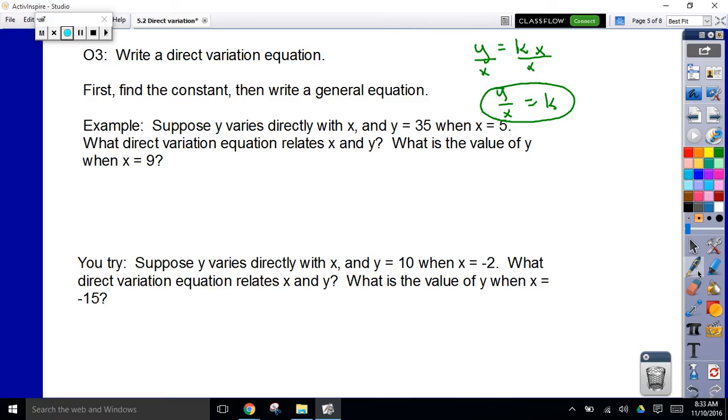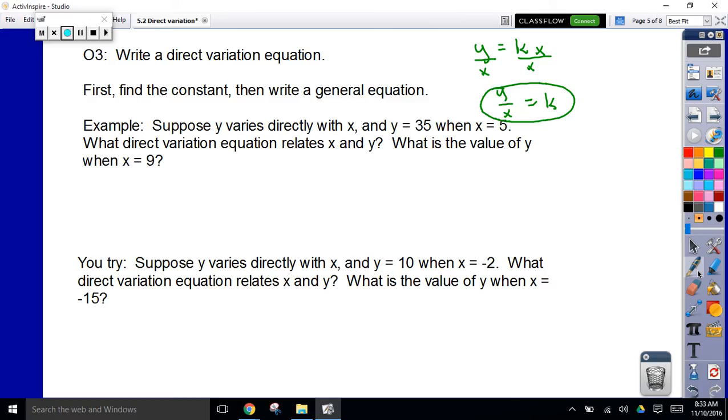Okay, so our example says, suppose y varies directly with x. It's important that it tells us that it varies directly. This is telling us it goes through the origin. This is direct variation, so I can use this formula. And y equals 35 when x equals 5. What direct variation equation relates x and y? So first we have to answer this question. And then what is the value of y when x equals 9?